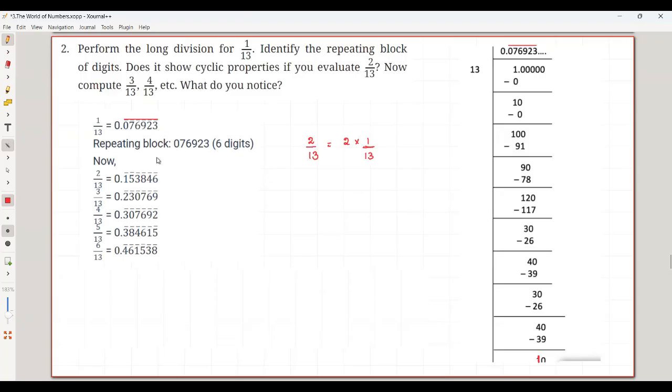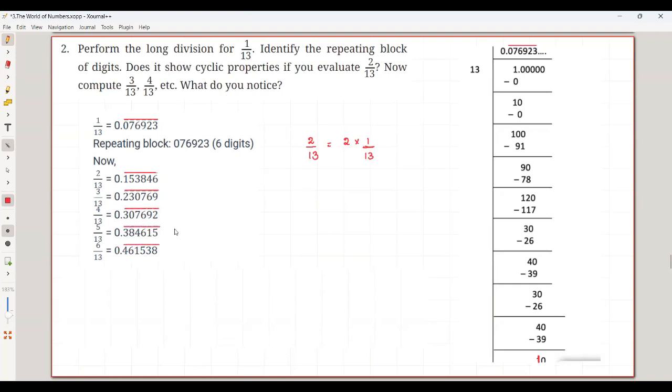What is coming? 3 2s are 6. 2 2s are 4. 9 2s are 18, 1 is carryover. The same way, if you multiply, you will get this. Again, if you multiply by 3, you will get 3 by 13. If you multiply by 4, you get 4 by 13. Then 5 by 13, and 6 by 13. Everywhere 6 digits are repeating.